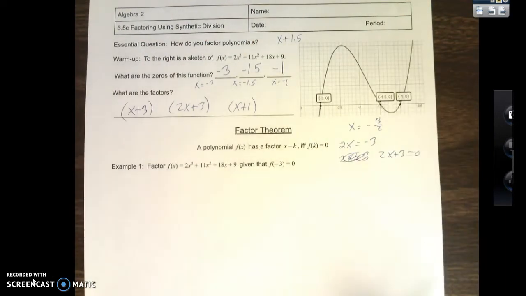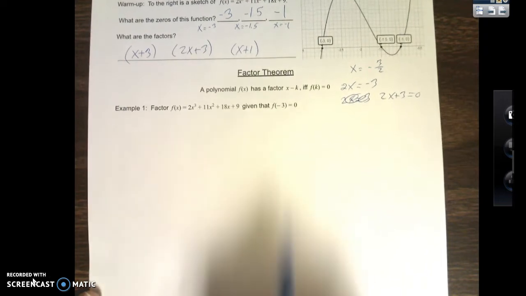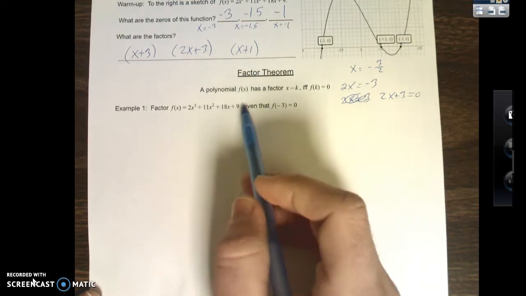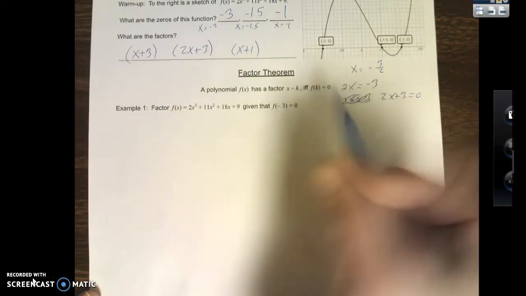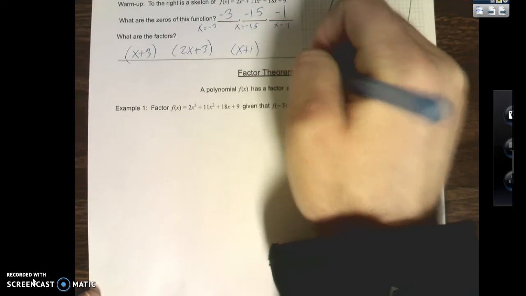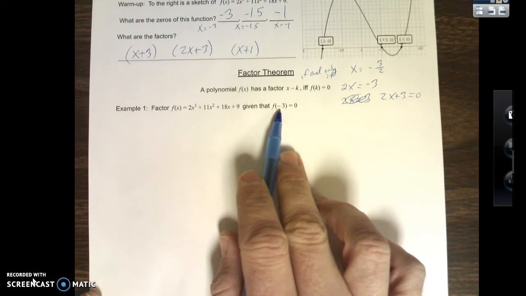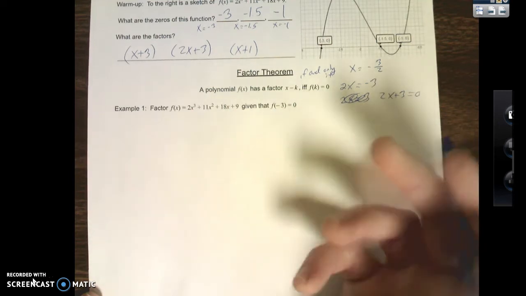And when you write as a factor, you want to write as a binomial. Okay? So down here, we're going to factor this. Here's the interesting thing. When it says f of -3 equals 0, they are telling you, by the factor theorem, a polynomial f of x has a factor x minus k if and only if, that's what IFF stands for, I'll write that down for you, if and only if f of k equals 0. Well, they're telling you here that my k is -3. All right, so we're going to use what we call synthetic division, which we've done before.